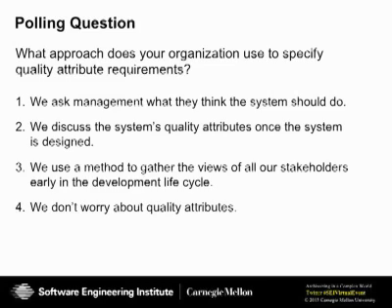And polling question number 2. What approach does your organization use to specify quality attribute requirements? Option 1, we ask management what they think the system should do. Option 2, we discuss the system's quality attributes once the system is designed. Option 3, we use a method to gather the views of all our stakeholders early in the development lifecycle. And option 4, we don't worry about quality attributes. So we'll take about another 10 or 15 seconds to let everyone participate, and then we will share the results as last time.